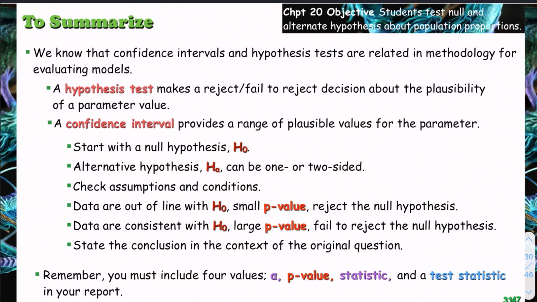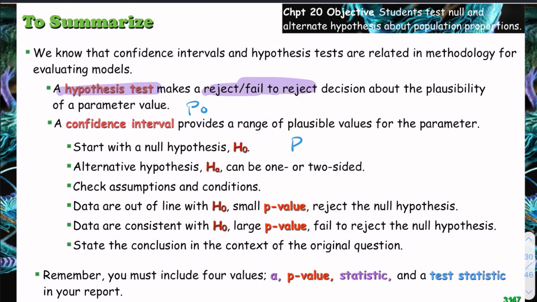To put this all together, we know that confidence intervals and hypothesis tests are related in methodology and in evaluating models. A hypothesis test makes a reject or fail to reject decision about the plausibility of a parameter. This is our p-value. Our confidence interval provides a range of plausible values for our p. So we start with a null hypothesis. We also look at an alternate hypothesis. It can be one or two-sided, right? Are we looking above? Are we looking below? Or we don't know where to look, so we are going to say both.